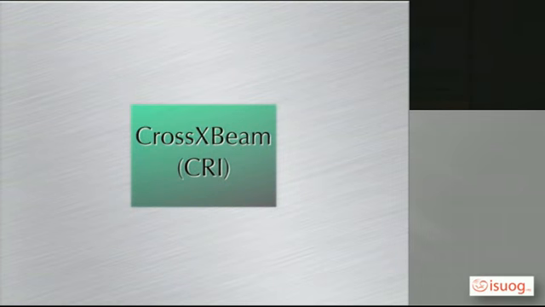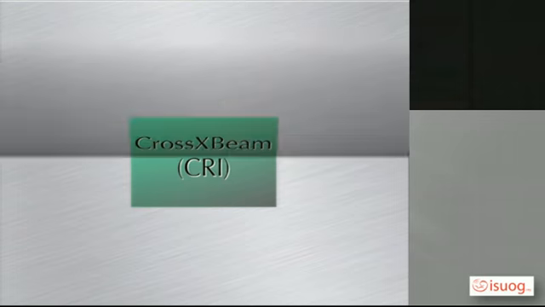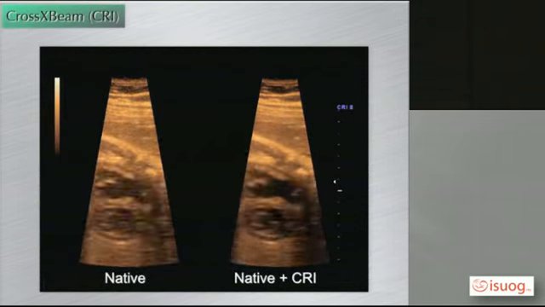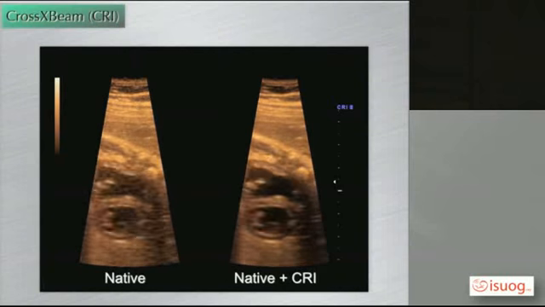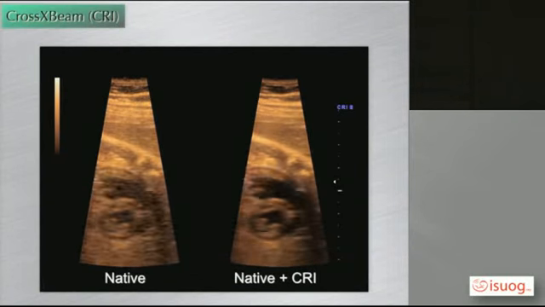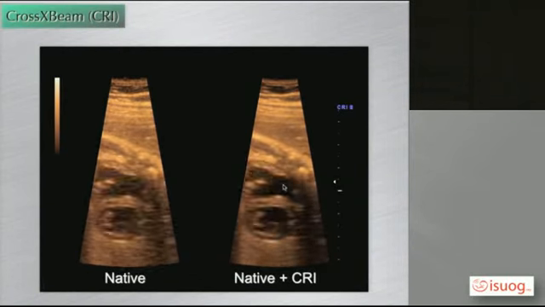Let's now review cross-beam imaging, or CRI. This illustrates the native image on the left, the native image with CRI activated on the right. Notice that the definition of the wall blood pool interface is improved.